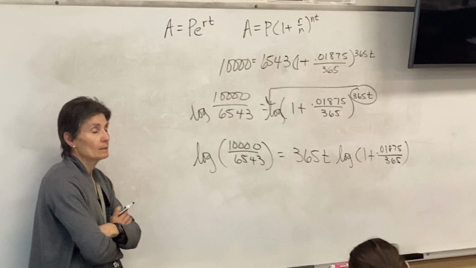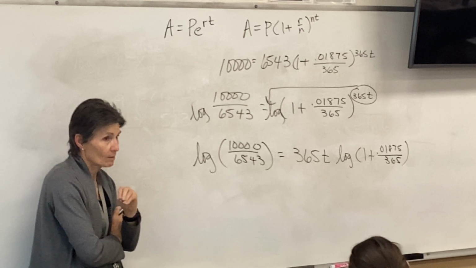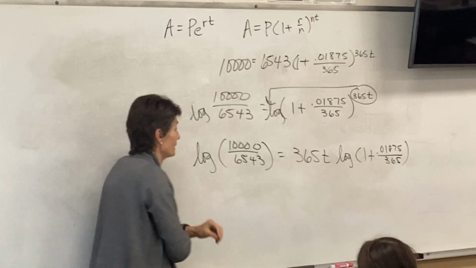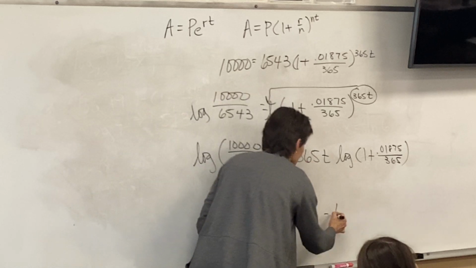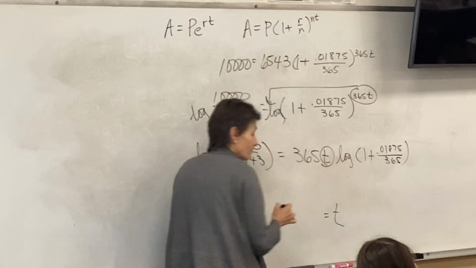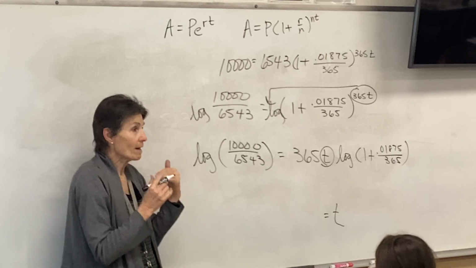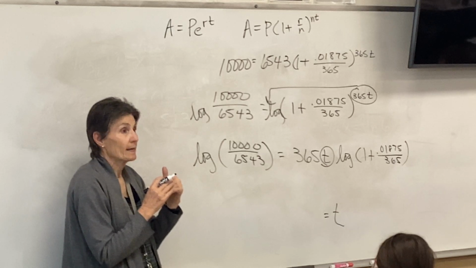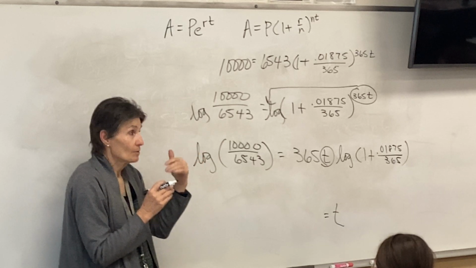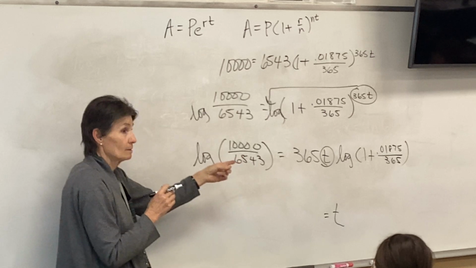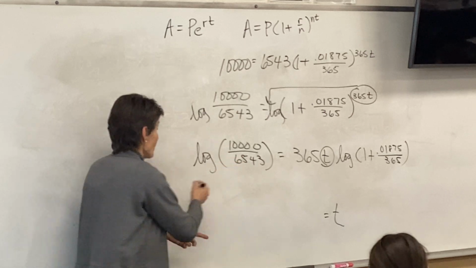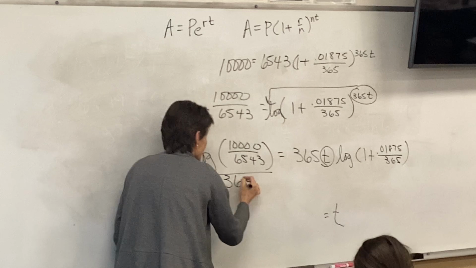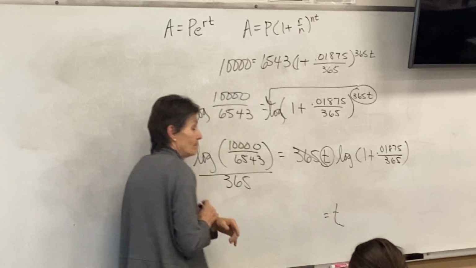Okay, now let's not get bogged down. Let's talk about what needs to be done. If I want to know what t is, I'm solving for that. What do I have to do? I've got to divide by 365. Would you agree with that? So I'm just going to do it right here. It's divide by 365. Okay, now that's gone.